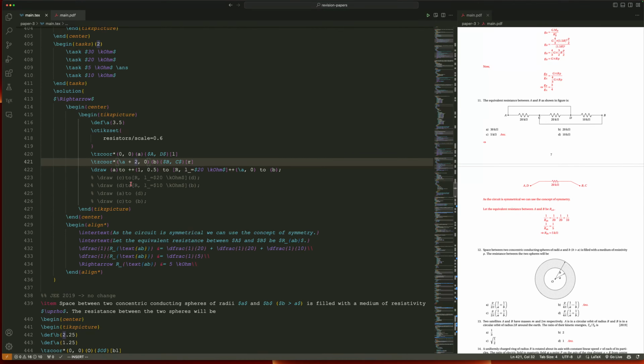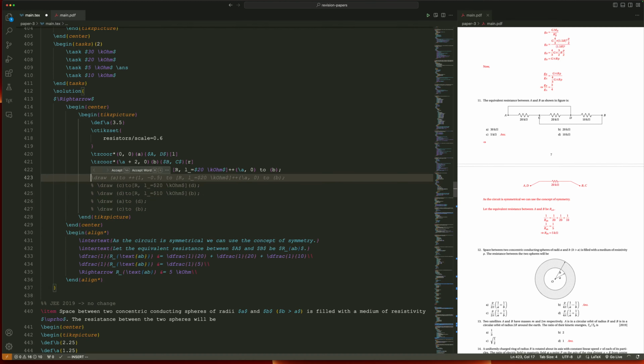And this is how we can modify further. So next is C to D. Let's fix this, and this is 20.